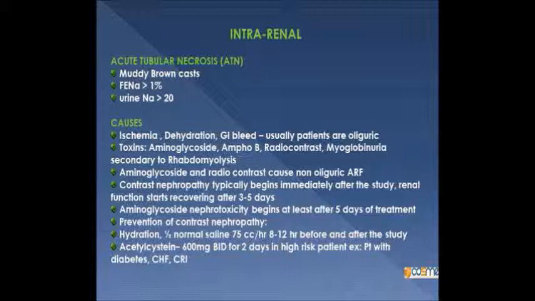Acute tubular necrosis: we notice muddy brown casts, fractional excretion of sodium more than 1%, and urine sodium more than 20. Causes are mainly ischemia, dehydration, and GI bleed. Usually patients are oliguric. Or toxins like aminoglycosides, radiocontrast, or myoglobinuria secondary to rhabdomyolysis.